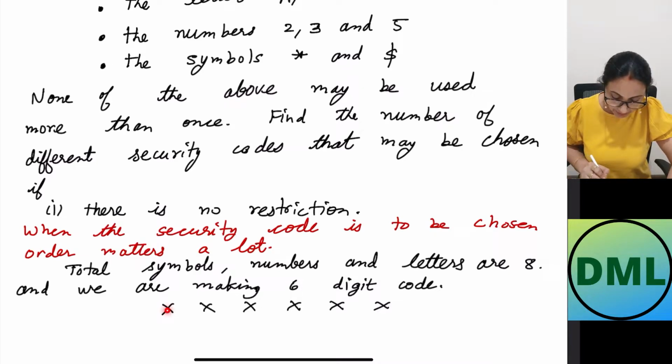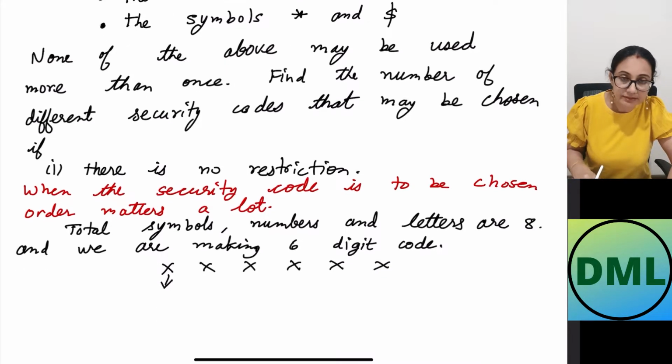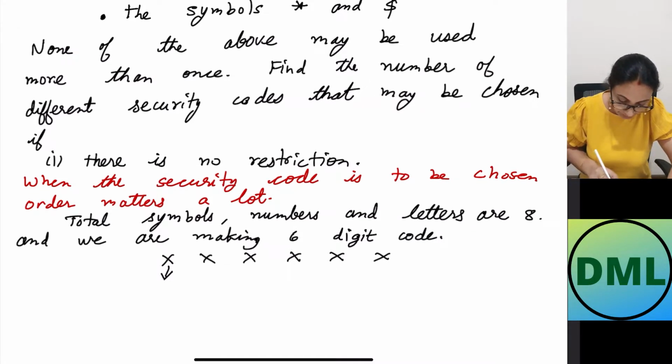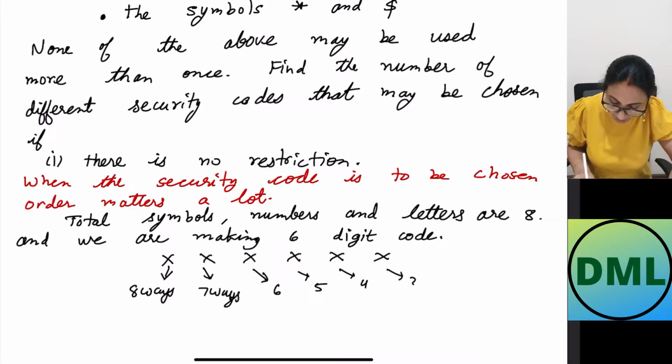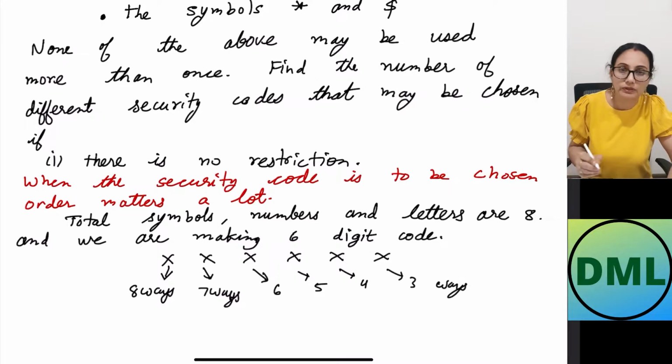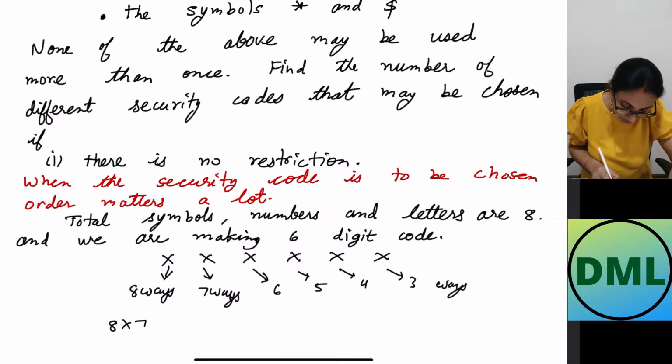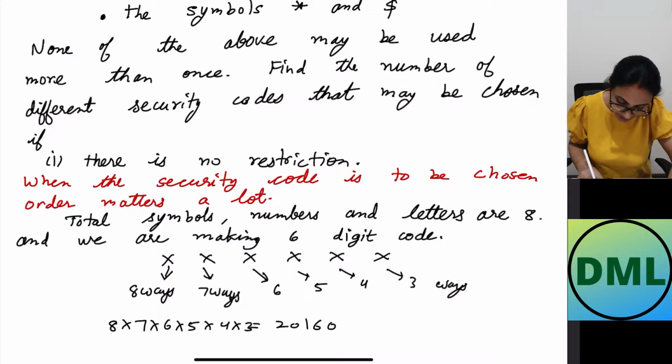As you can see, I have made 1, 2, 3, 4, 5 and 6 crosses. Now to fill the first place, I have 8 letters, symbols or numbers available with me. So this place can be filled in 8 ways. Similarly, it will keep on reducing. So this place can be filled in 7 ways. Similarly, 6, 5, 4 and 3 ways. So the total number of arrangements is given by 8 cross 7 cross 6 cross 5 cross 4 cross 3, which is 20160.